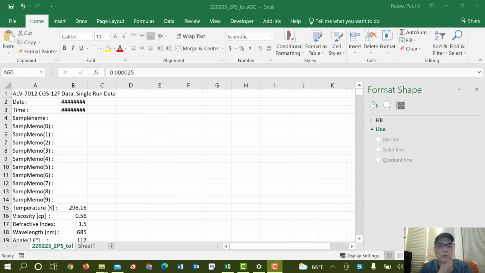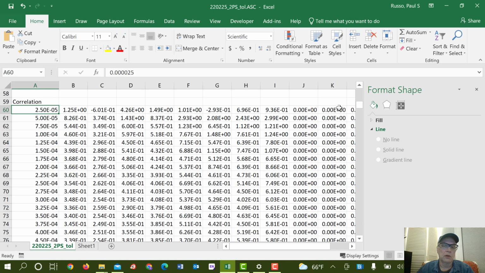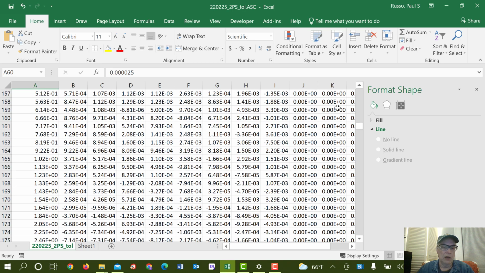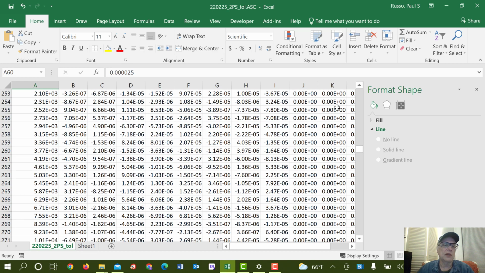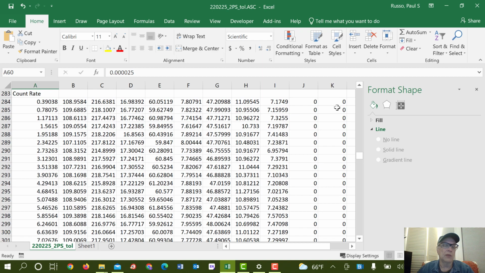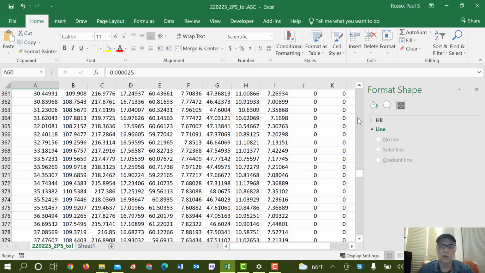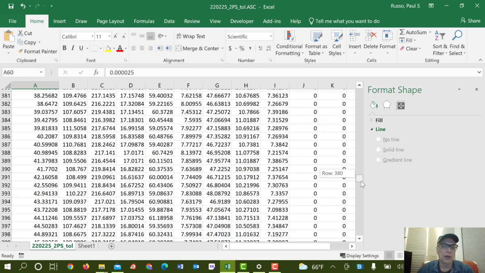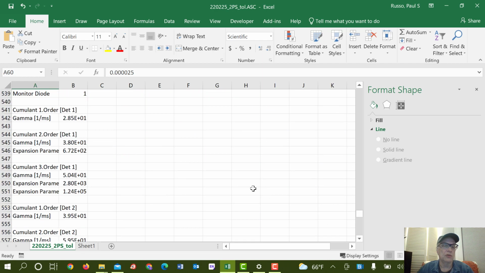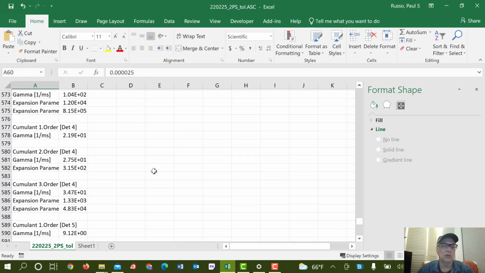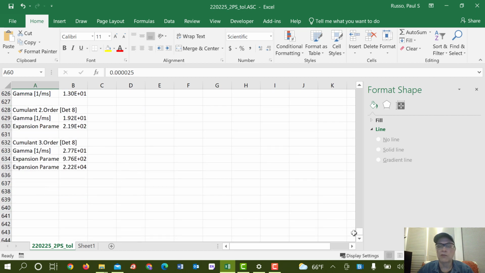Our starting point here is just the file itself, and all I did to open this was to right click on the output of the correlator and say open with Excel. And you can see that it has correlation function data, and then at the bottom it has some count rate trace information. And it actually probably has, at the very bottom, cumulant parameters that you could use to estimate the decay rate, so it automatically does an analysis of that.